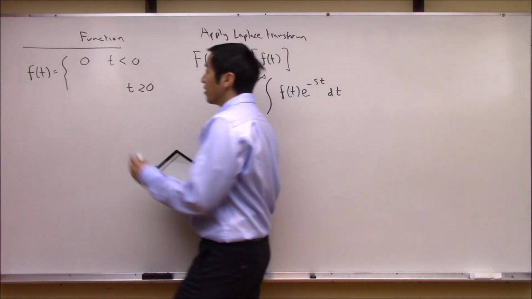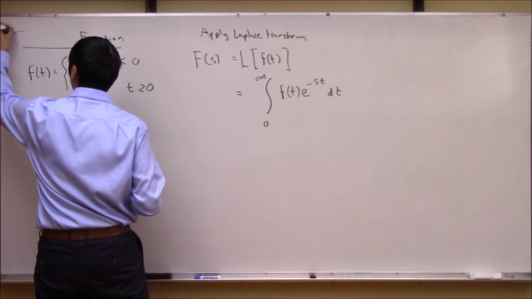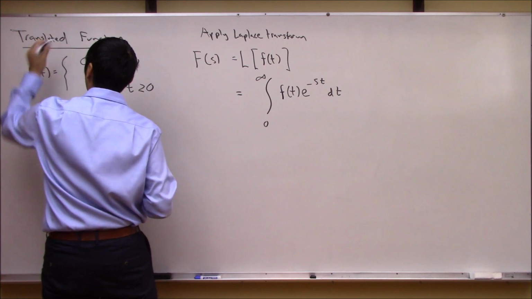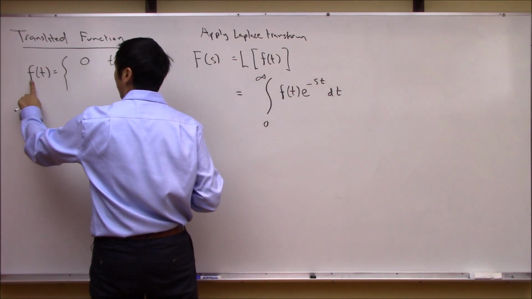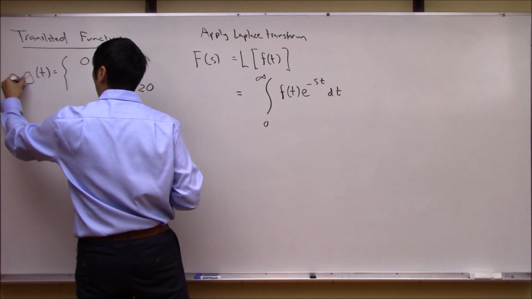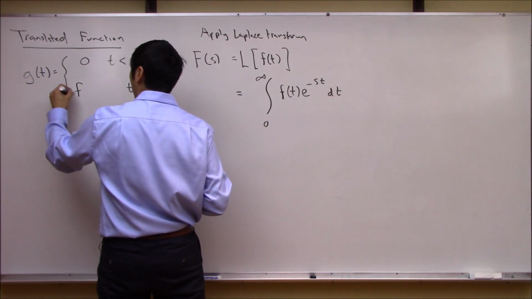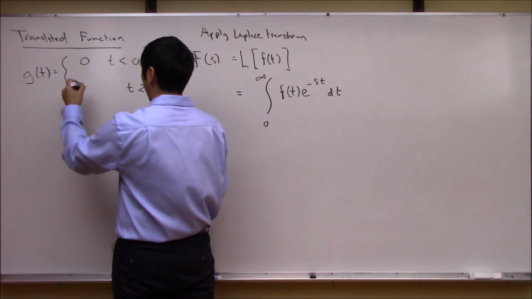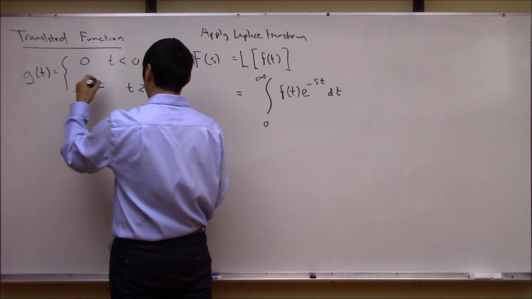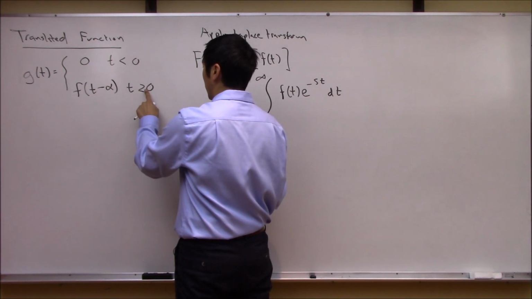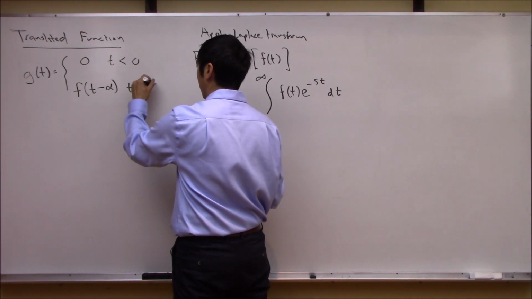All right, so now let's take a look at a more abstract function, namely a translated function. So what I want to do here is instead of f, let's consider a function g, which is basically a function f, but it's translated or time delayed by alpha seconds. Okay, and this is for t greater than alpha.